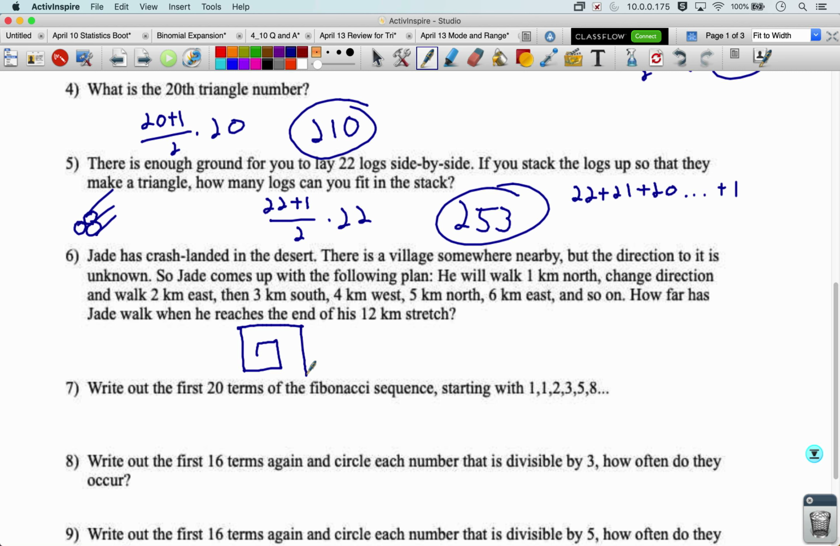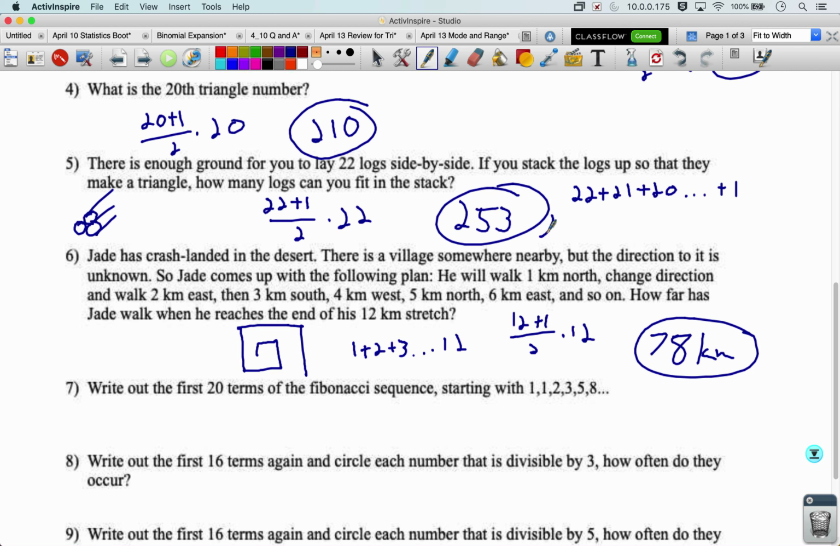So he just keeps doing this until at one point he turns the corner and walks 12 kilometers straight in one direction. How far total has he walked? Well, to figure that out, we would do the 1 plus the 2 plus the 3 all the way up to the 12. Well, that's just the same formula again. All right, so we just want our 12th triangle number. So we do 12 plus 1 divided by 2 times 12. 13 over 2 times 12. We get 78. He'll have walked 78 kilometers. So we should give this the unit up here of logs.